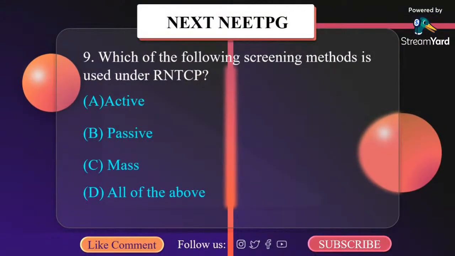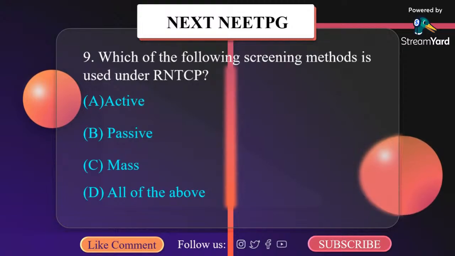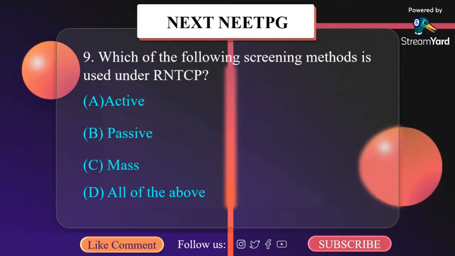Which of the following screening method is used under RNTCP? A. Active, B. Passive, C. Mass, D. All of them. It is passive.